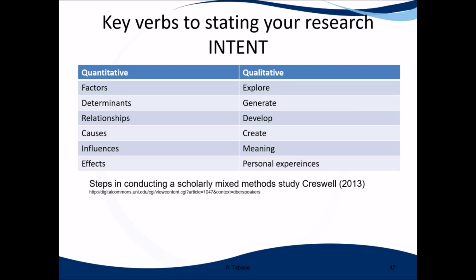So it can be qualitative, right? Explore is qualitative. Generate, develop, create. Causes, it's quantitative because you can measure. Relationship, you can measure between this and that. Influence and the effects.